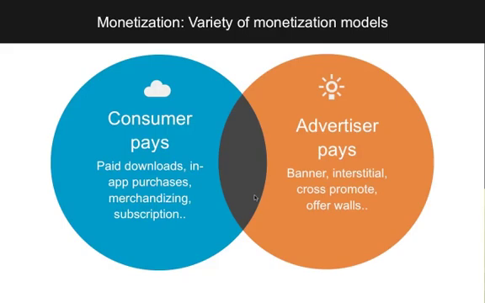And the second bucket that we see is advertiser pays. And again, here, a variety of models: banners, interstitials, cross promotion networks, offer walls, incentivized advertising, you name it. What's interesting and important over here is that no one model is a winner. It actually has to be looked at case by case. And interestingly, where an app developer is right now, you can actually pick and choose which ones you want to go with and combine any of these.